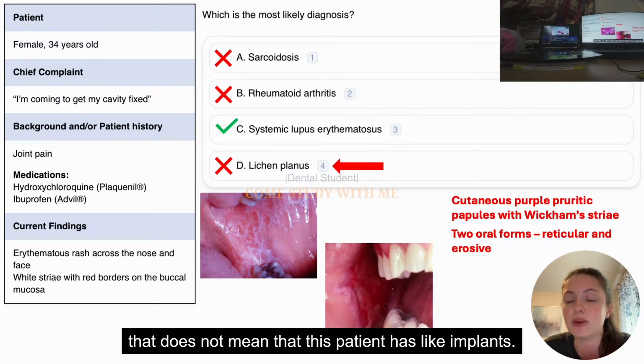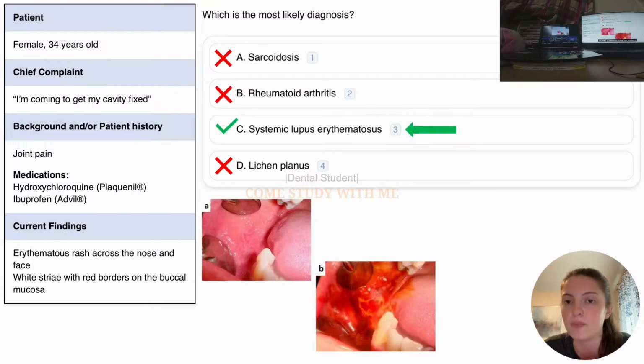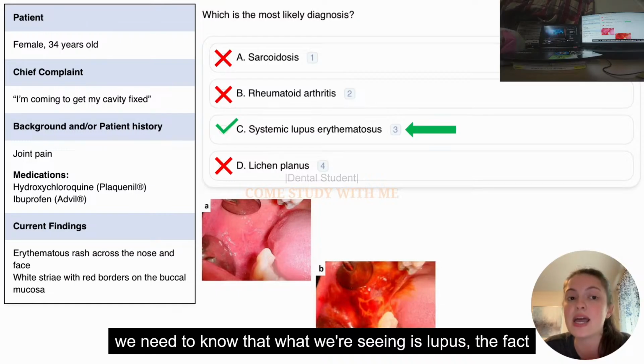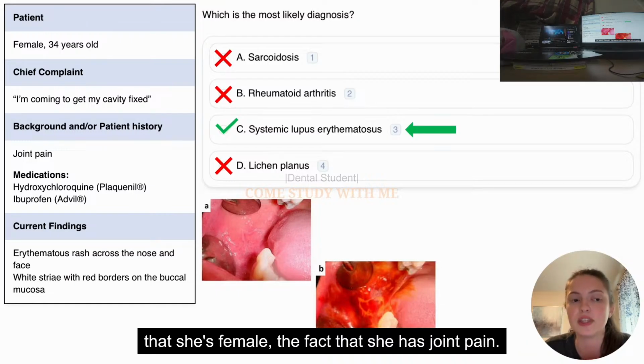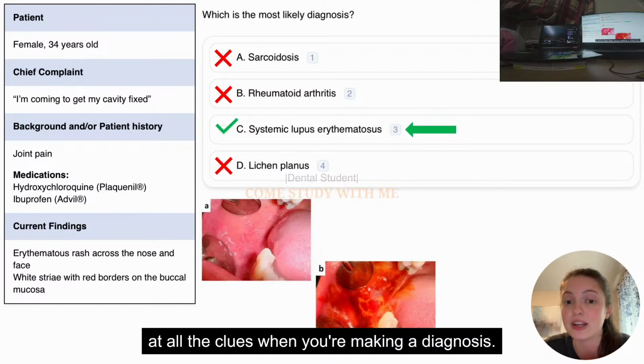That does not mean that this patient has lichen planus. She has other symptoms. We need to take everything into account. So like I said, when we have this patient, we see these lesions, we have this erythematous rash, we need to know that what we're seeing is lupus. The fact that she's female, the fact that she has joint pain, all of these things contribute. So make sure you're looking at all the clues when you're making a diagnosis.